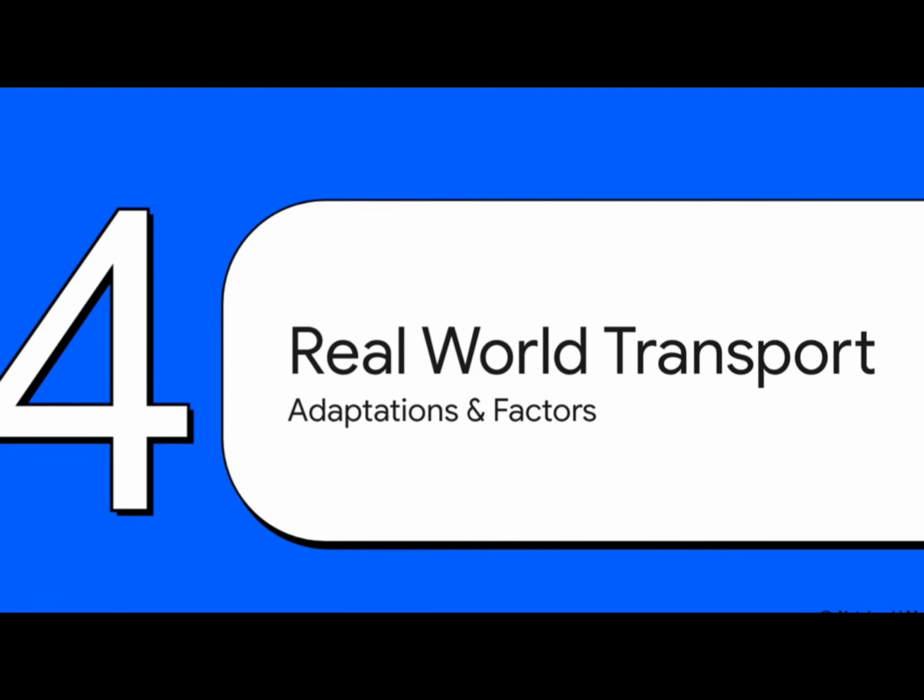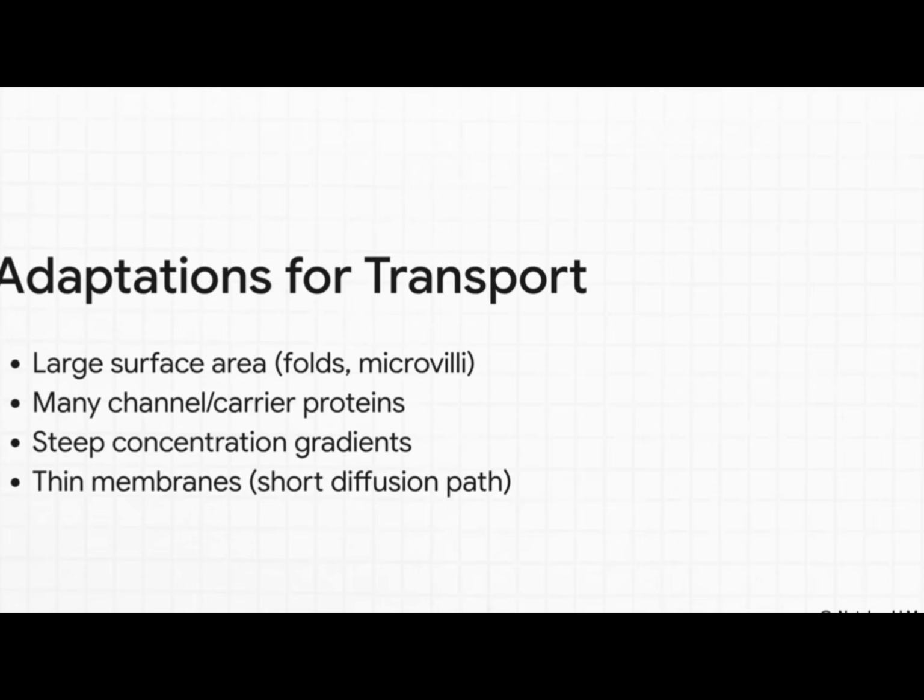this happens? Well, cells that are specialized for absorption, like in your gut or your kidneys, have a few key tricks up their sleeve. They massively increase their surface area with millions of tiny folds called microvilli. Get this, the surface area of the human small intestine is about the size of a tennis court. They also just pack their membranes with a huge density of carrier and channel proteins. They work tirelessly to maintain steep concentration gradients, for instance, by having a rich blood supply to immediately whisk absorbed stuff away. And finally, the exchange surface itself is incredibly thin, often just 1 cell thick, to make that diffusion path as short as possible.